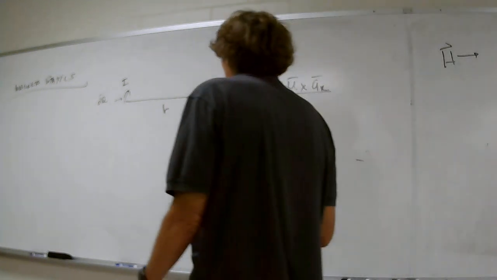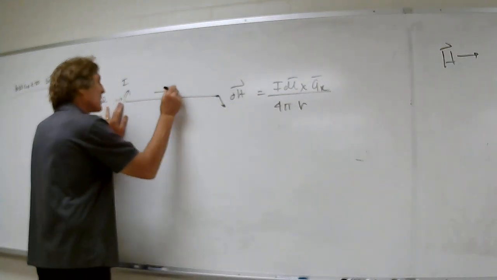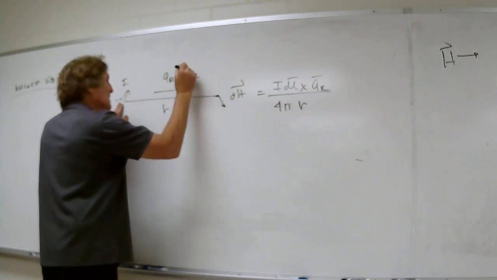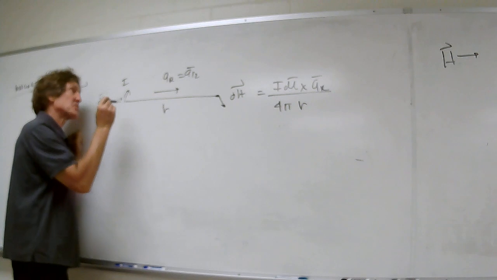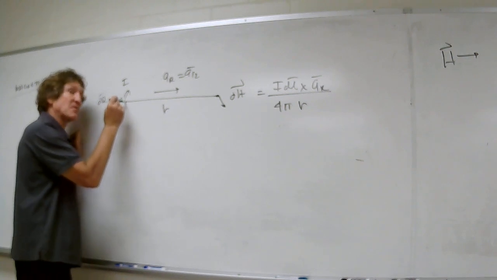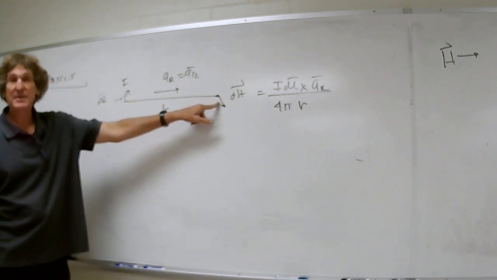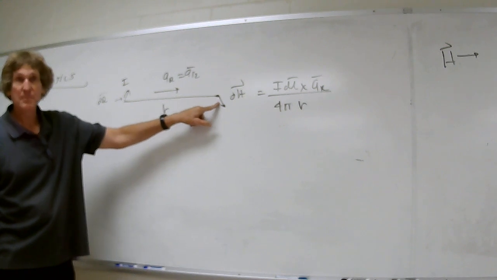I call it AR. AR is always a unit vector, or A1, 2 in his book, is a unit vector that starts from the actual current, this differential current causing the H field, and it's pointed at the point of observation, but it has a unit magnitude. You all follow me, class?